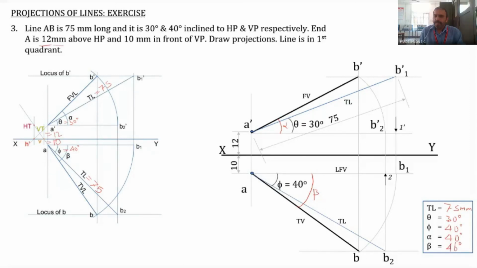Anyway, alpha will be greater than theta, and beta will be greater than phi. That is the only condition that we know. If you get a value of alpha which is less than theta, that means you have made some mistake. Or if you get a value of beta which is less than phi, that means you have made some mistake. Okay.